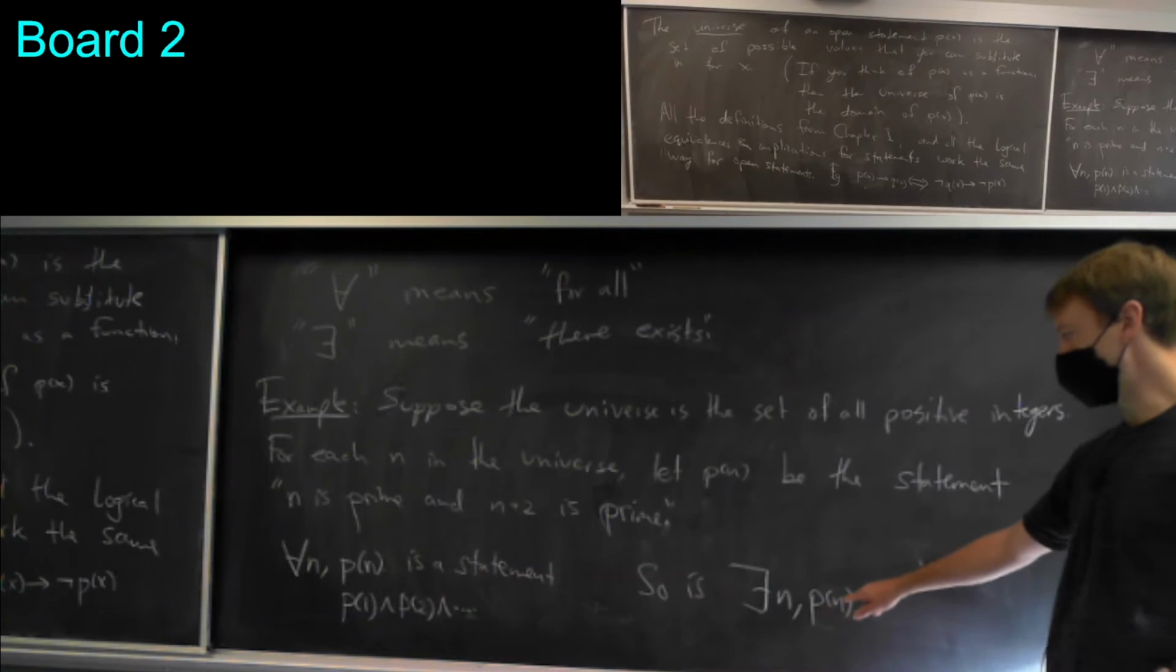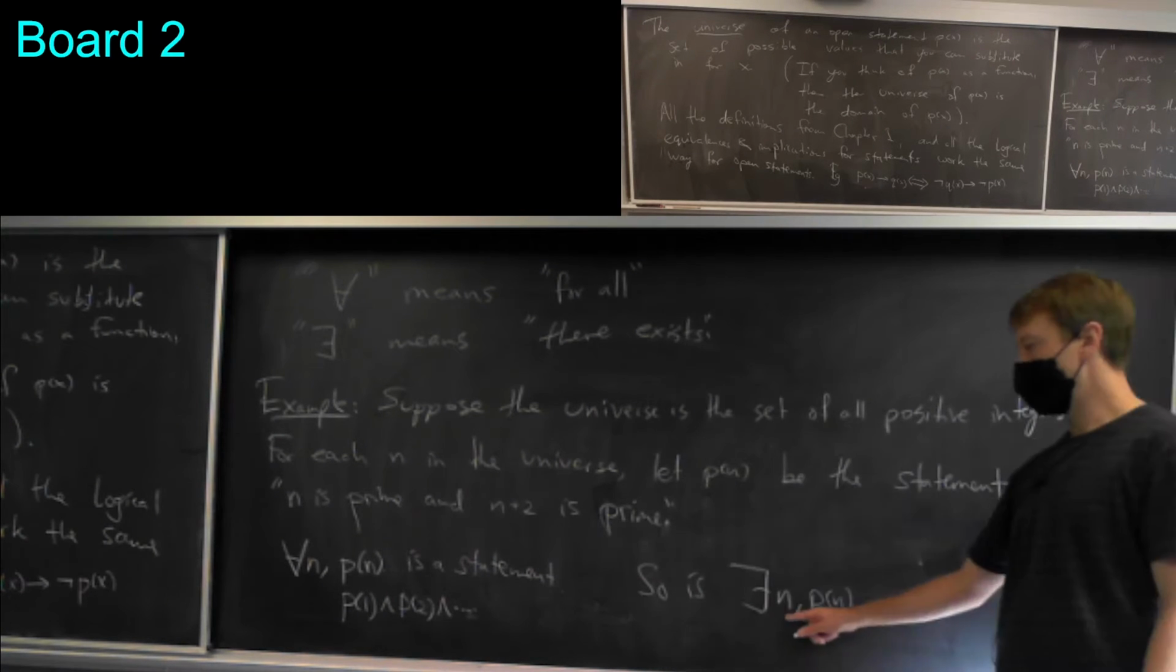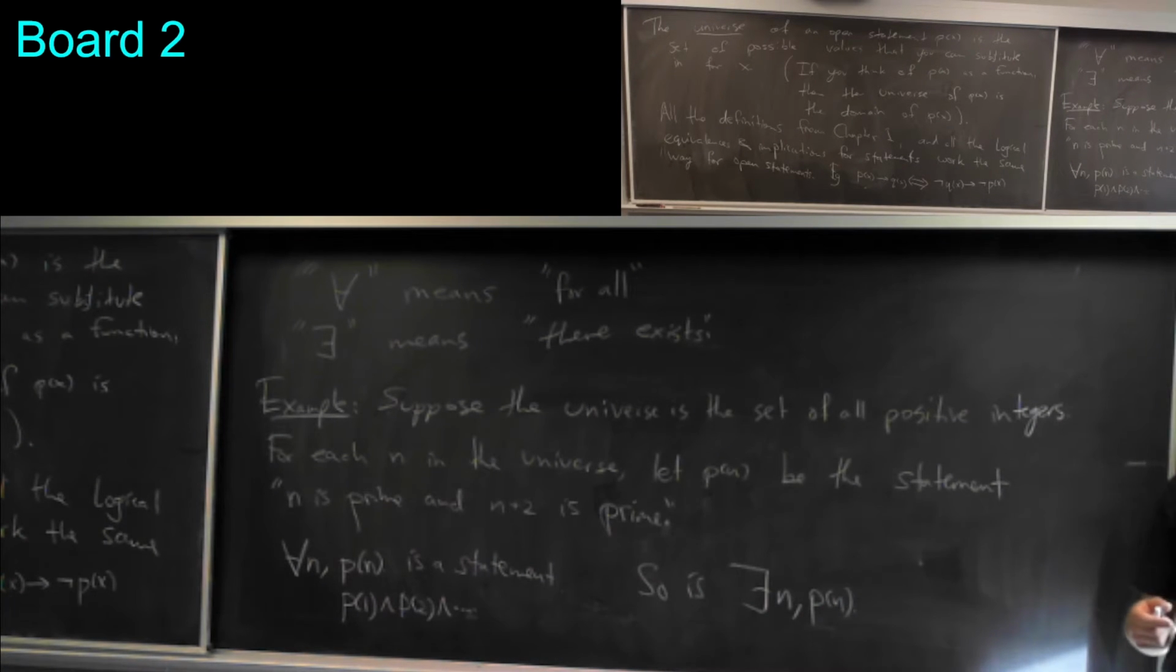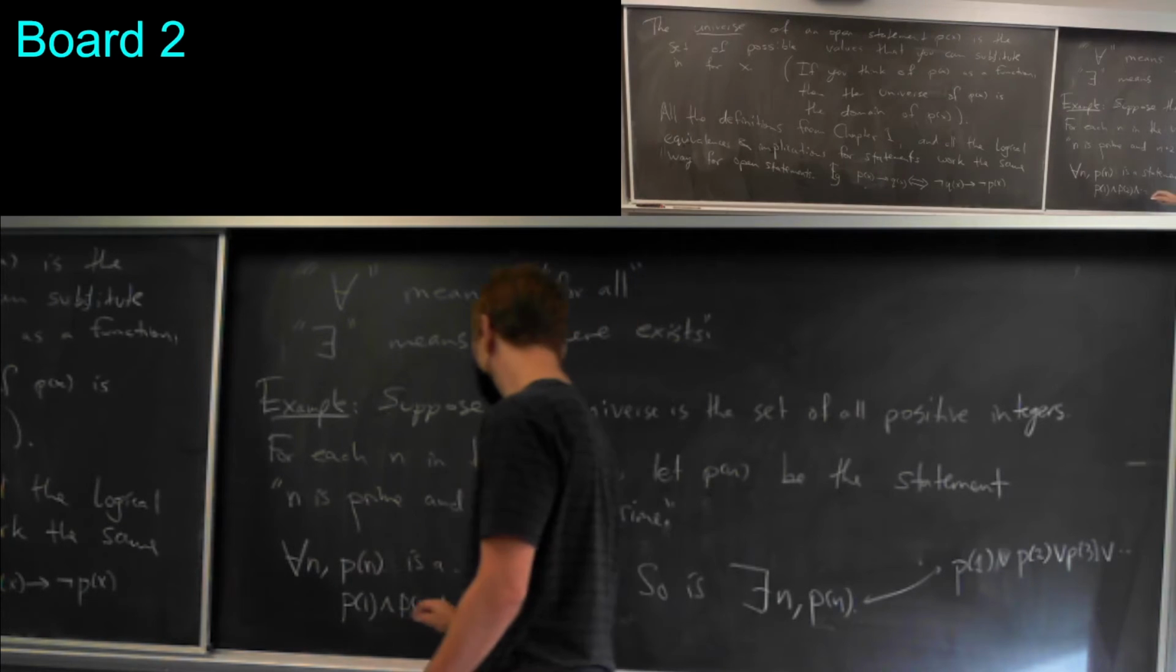If I write there exists n, Pn, that's saying that there exists at least one n for which Pn is true. So this is the same as P1 or P2 or P3 or dot, dot, dots onto infinity, right? So that's the same as that.